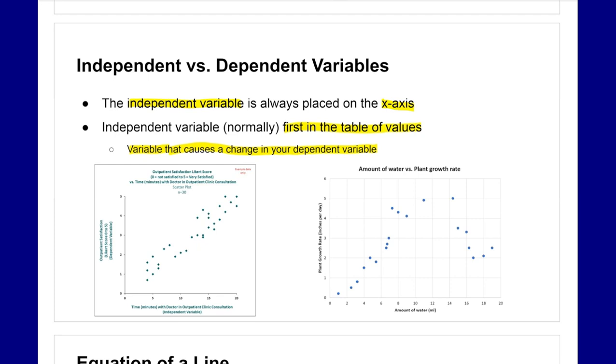So we look at time spent with a doctor for an outpatient consultation and their satisfaction. The more time they spend talking to a doctor, the more satisfied they are with their treatment. Looking at plant growth and the amount of water, as we increase the amount of water, the plant growth rate increases. However, if we give it too much water, then the plant growth rate can decrease. So we see that kind of change between the two variables.